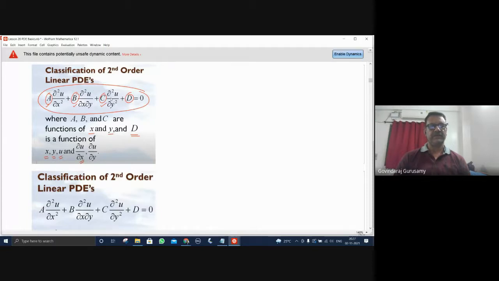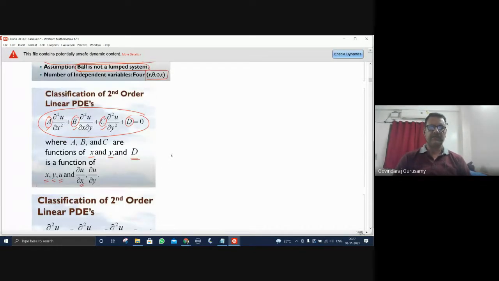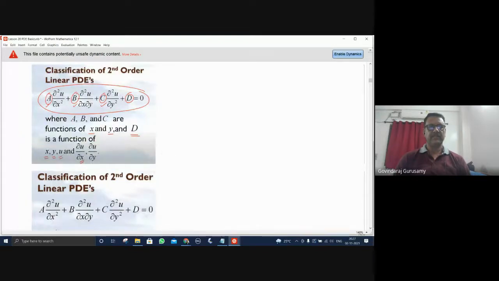Only you have a two-dimensional Laplace, meaning this and this will be there, d also 0. So this is the general term. In fact, some more terms also will be there. I'll show you what the other terms are. But that doesn't matter. What is important for classification is this A, B, C. It will decide what will be the nature of the solution that is possible.